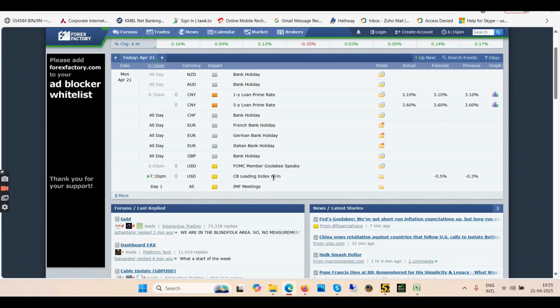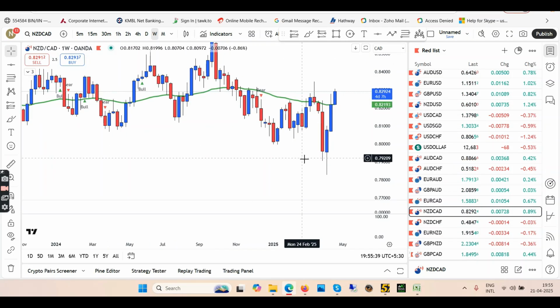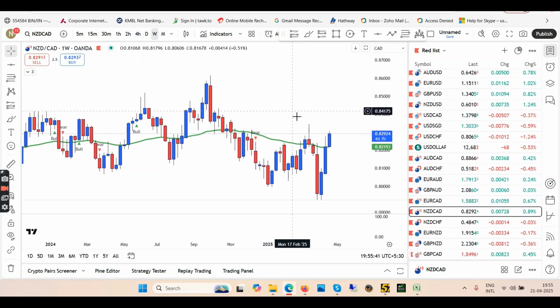So in NZDCAD, only the Canadian dollar is open. NZD will open after a few hours. Okay, so let's get back here, which means now if I come back to the daily chart, and then if I go to the weekly chart, I can clearly tell you in weekly it's going for this high. This high is at 85.60.